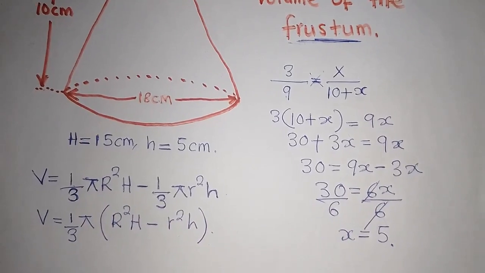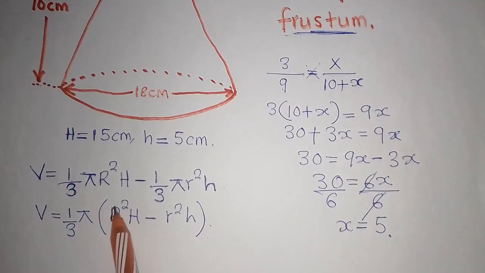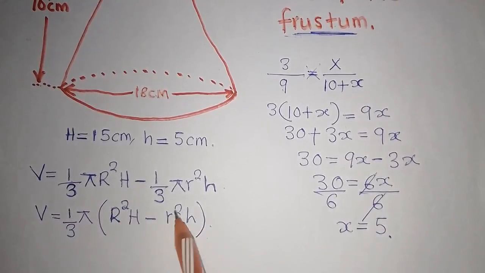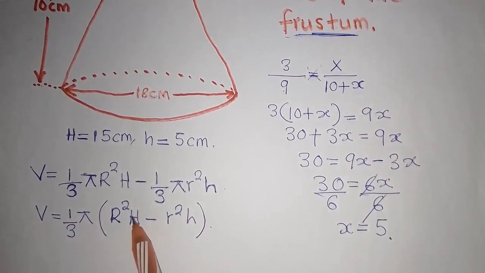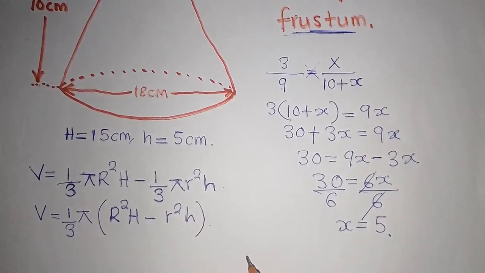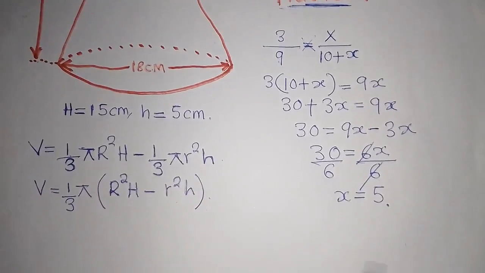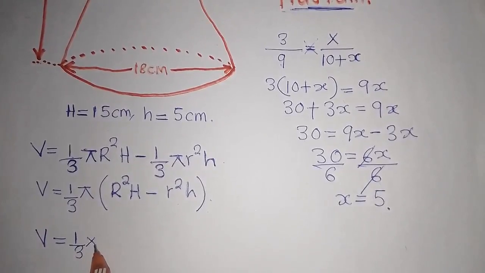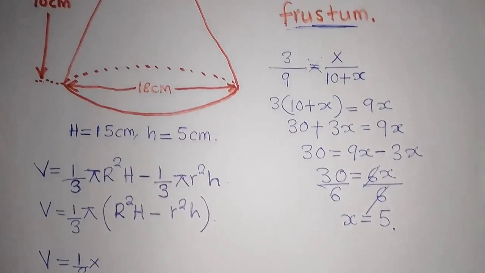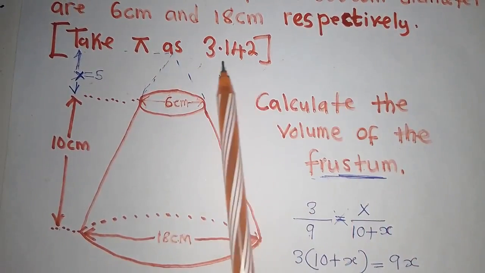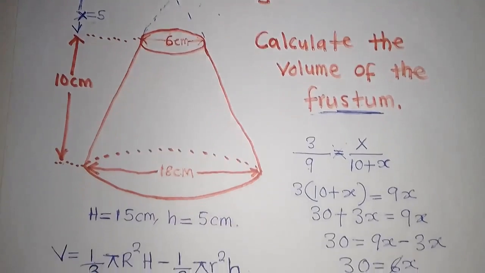With this formula, the reason why I'm writing a capital letter R here is that it is the radius of the bigger cone, with the small r being the radius of the smaller cone, the height of the bigger cone, and the height of the smaller cone. This is the data which is there. So from here now, what next thing are you supposed to do? Volume is equal to 1 over 3 times, what is your pi? In the question here, you were given a value to use for pi. Take pi to be that. So what you're going to do is this.